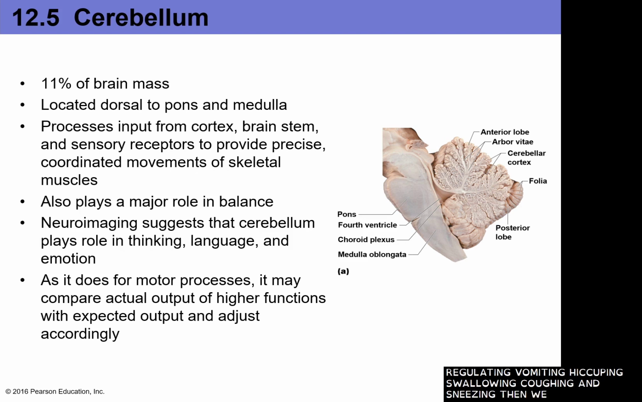Then we finally get to the cerebellum, and there's this part in the cerebellum called the arbor vitae, which literally means tree of life. Kind of cool because it looks like a tree. Your cerebellum looks like a big bush. So this is 11% of your brain mass. It processes input from the brainstem to provide precise, coordinated movements of skeletal muscles.